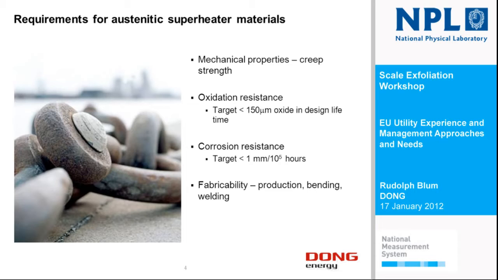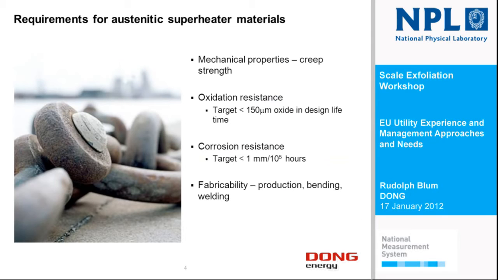So we did our very best, and the requirement we set up for the austenitic superheater materials was actually that we should have a material which will never exceed a total oxide thickness of 150 micron in the full design life. And secondly, we also have a corrosion resistance requirement of less than 1 millimeter for 100,000 hours. And of course, we should have the mechanical properties so we didn't overstep the creep rupture strength.